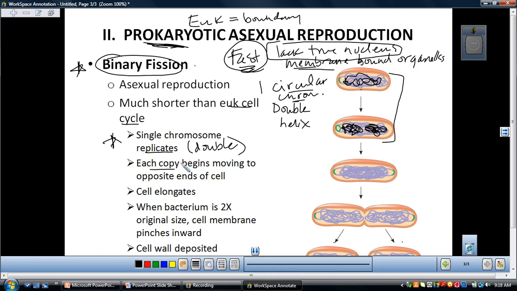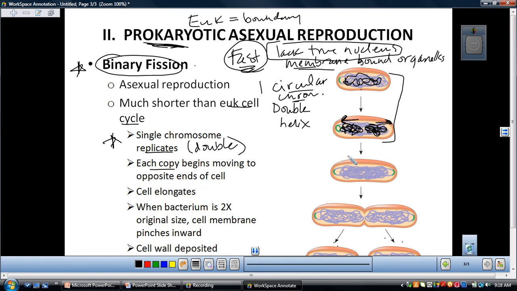Okay, each copy, once it's doubled, actually moves to the opposite ends of the cell. Okay, can you think of why that would happen? Hopefully you just said to yourself, so that at the end, each new bacteria is going to end up with one of those copies. So one of the things that they do is when they make the double chromosome, each one starts to move to an opposite end.